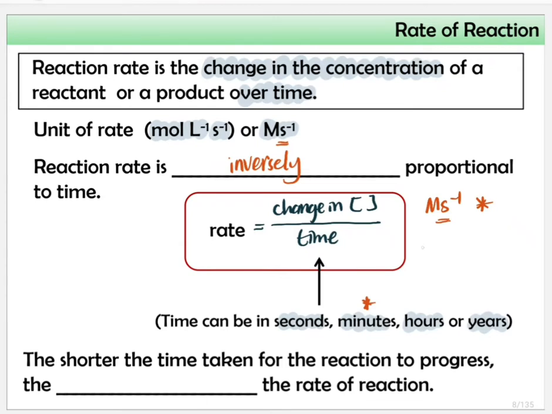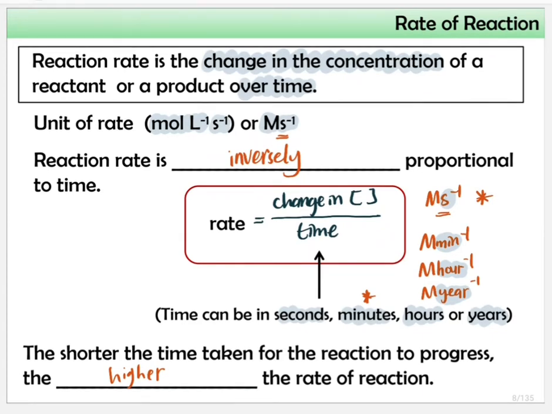So kalau kita pakai minute, M min^-1. Okay, so take note that second dah tukar jadi minute. Okay, hours, M hour^-1. Tapi hour ni macam jarang lah juga, okay, kita guna. Okay, what about years? Okay, M year^-1. Okay, jadi dekat situ simply change the unit of time. Okay, so the shorter the time taken for the reaction to progress, the higher the rate of reaction. Okay, so lagi cepat reaction, okay, occur, lagi tinggi kadar berlakunya reaction tersebut.